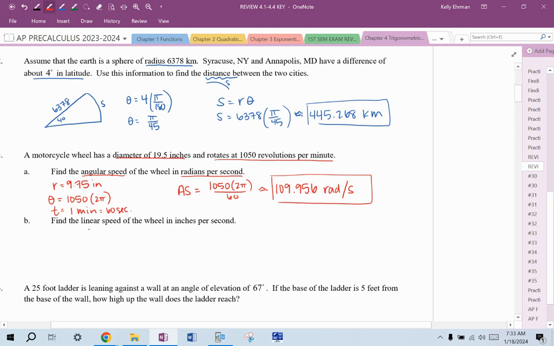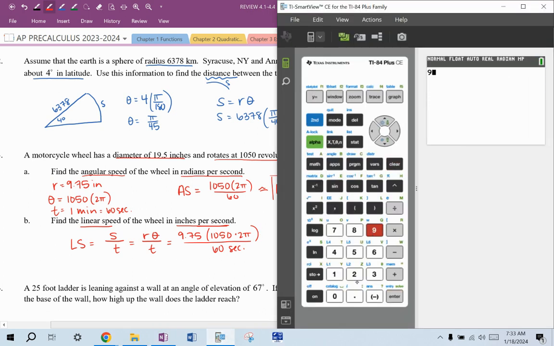The other question says find the linear speed of the wheel in inches per second. So linear speed, remember that's arc length, that's distance traveled divided by time. Arc length is r times theta divided by time. So r is 9.75. Theta is 1050 times 2 pi. And we're dividing by time, which is 60 seconds, just because this says inches per second instead of inches per minute. Okay, so typing all of that in.